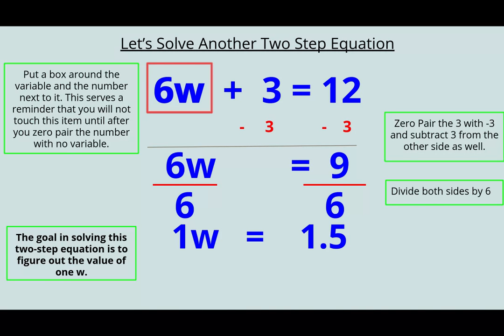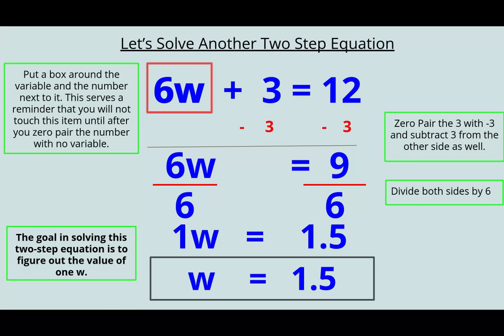You are going to solve for x, and you're going to get some rational numbers. Okay. So remember, in math, we don't write 1w. We're just going to write w equals 1.5, and that's my solution. That means the value of w is 1.5. Now, what do we do next?